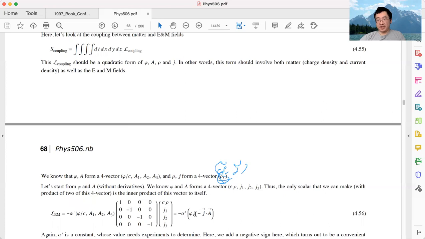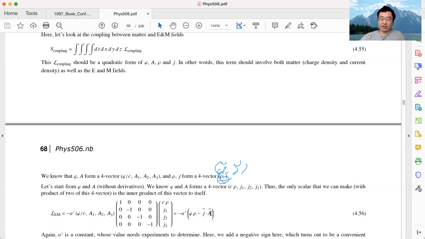It turns out that this is the correct Lagrangian density. We can check that this term satisfies the space invariant symmetry and the time reversal symmetry. We can also check that this term satisfies the gauge symmetry. It's not very obvious that this object stays invariant under gauge transformation, because under gauge transformation, phi and A change.